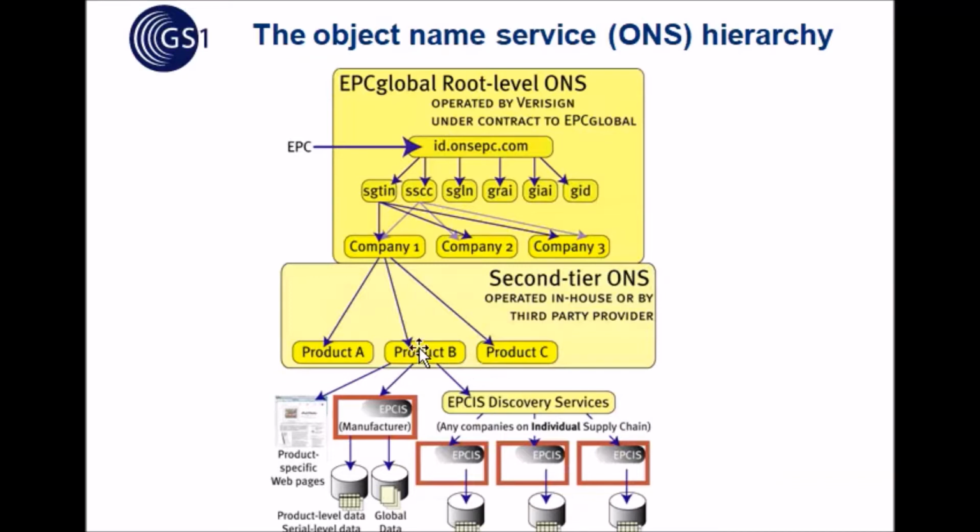By this way, we can only find a manufacturer. However, if we can obtain more information, or we can use the EPC discovery service, then we can find the other third parties or other members of the supply chain. And it will be done by the EPCIS discovery service component. We will explain it in the future.